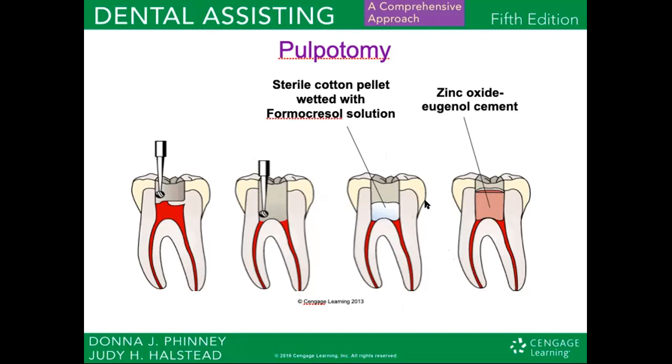After the cotton pellet with formocresol is placed over the root canals, a zinc oxide eugenol cement is placed over that, which basically seals everything up and acts as a temporary filling, which also just kind of adds a soothing or sedative effect to the tooth, again, to keep the patient from having any pain.